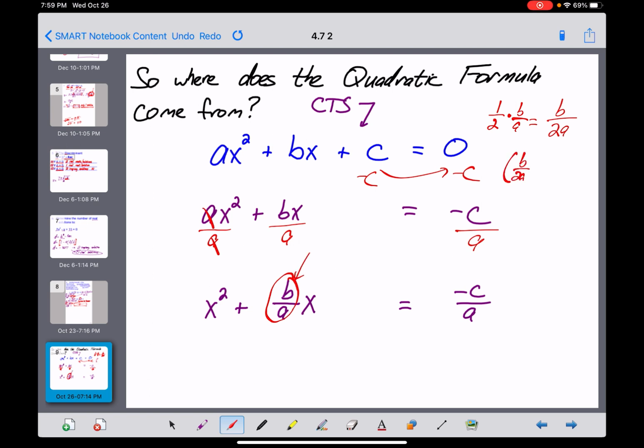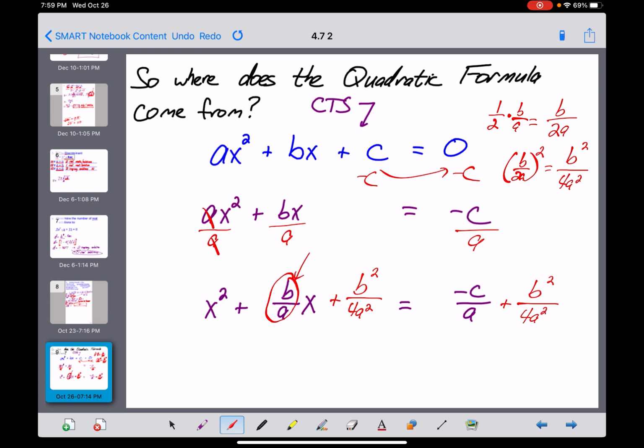b over 2a gets squared. You square the numerator to get b squared. You get the denominator and square that as well. 2a times 2a is 4a squared. And that is what we're going to add on the left side, b squared over 4a squared, but we have to balance that out by adding it on the right side as well.